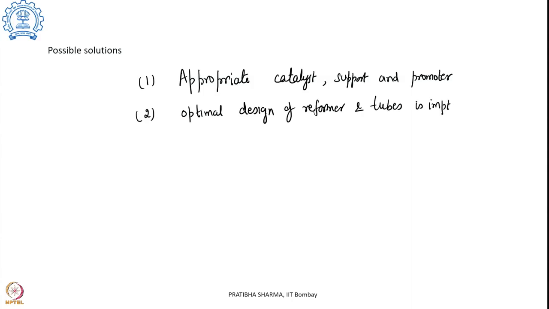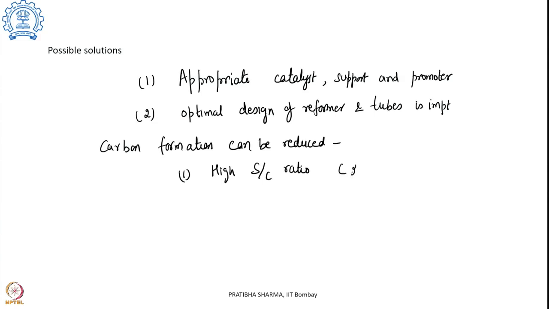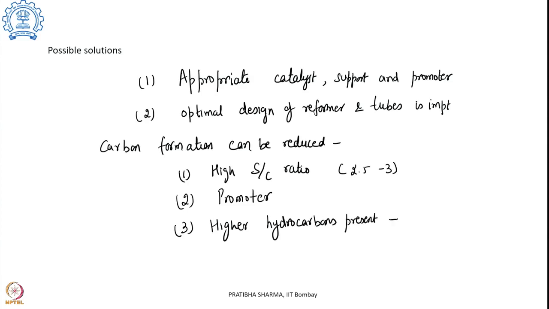Now let us talk about catalyst deactivation. Deactivation, or carbon formation, can be reduced by a high steam to carbon ratio, and ideally it should be somewhere between 2.5 to 3. At the same time, with the proper choice of promoters, carbon formation can be reduced. If higher hydrocarbons are present, then a pre-reforming unit is essential.